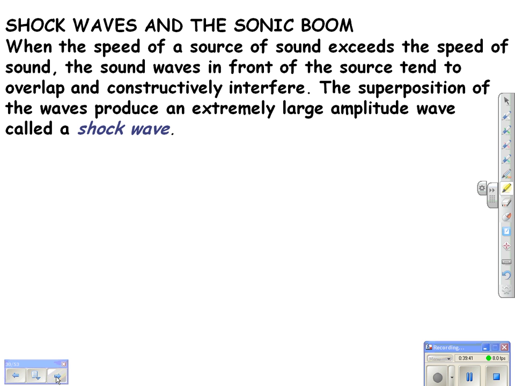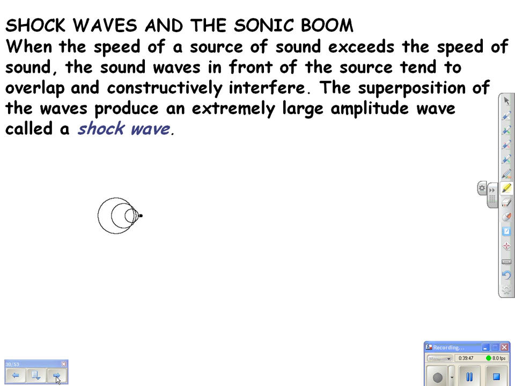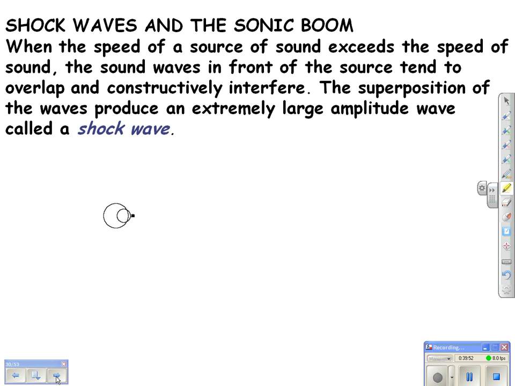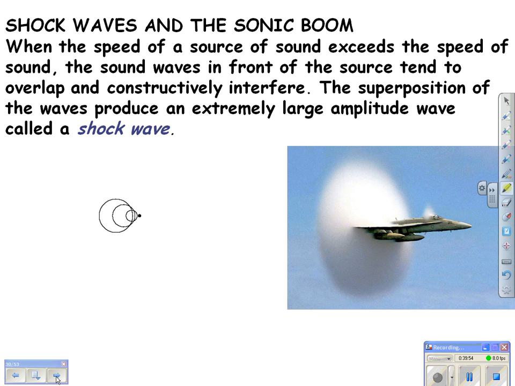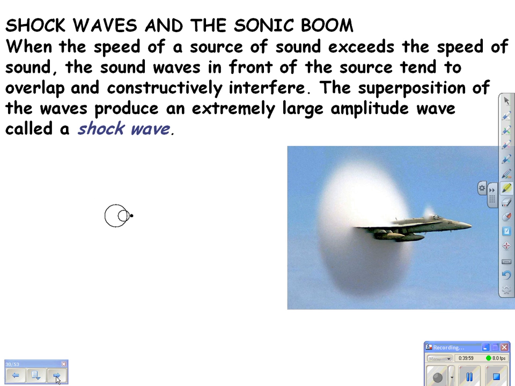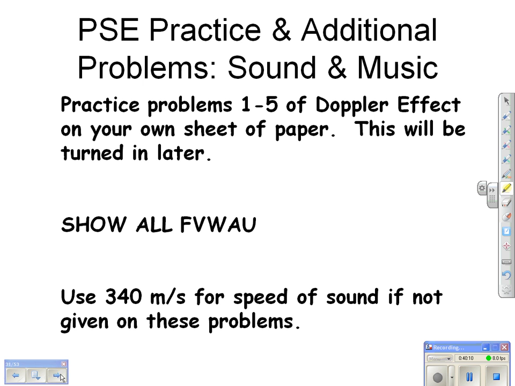Shock waves and sonic booms. We've already talked about these, yes? Okay, so I'm not going to say a whole lot about them, but that's really what happens: it creates a wave that starts overlapping, so you get constructive interference. When someone hears that, that's when they hear the crack. Okay? And that's what it looks like when it gets photographed, by the way, when that wave actually is being produced. Okay? So the sonic boom is produced when the plane actually crosses the shock wave. All right, and that's when you'll hear it.